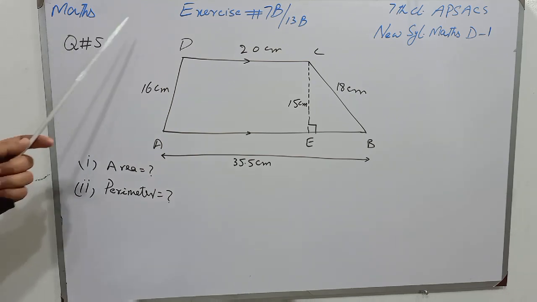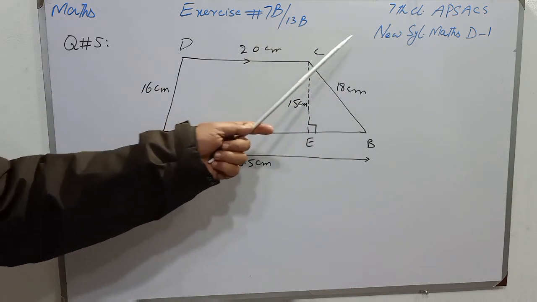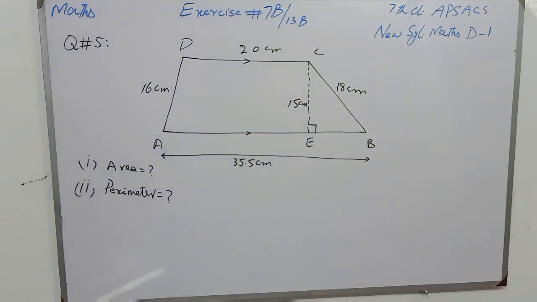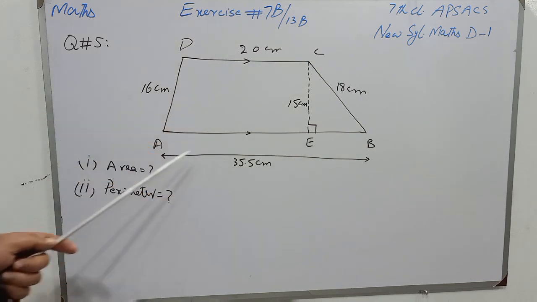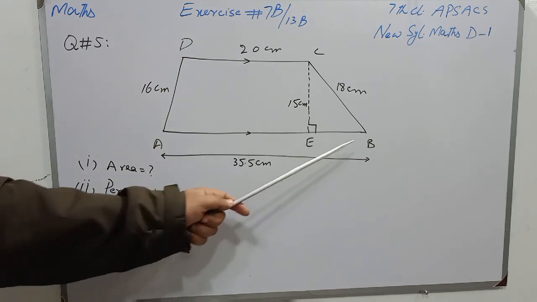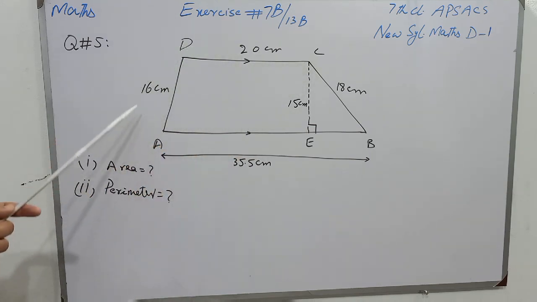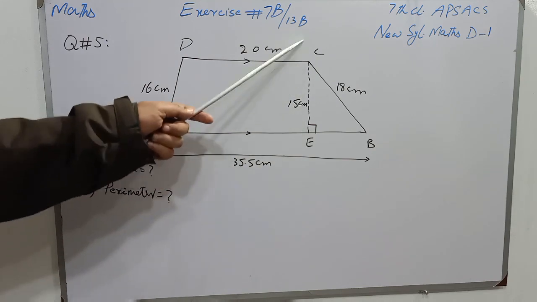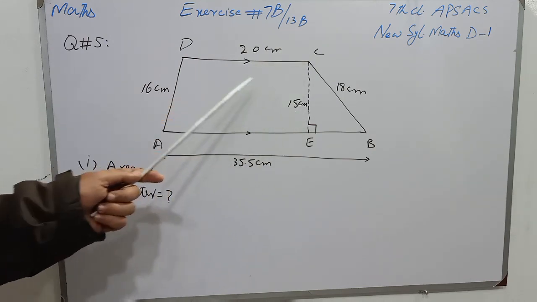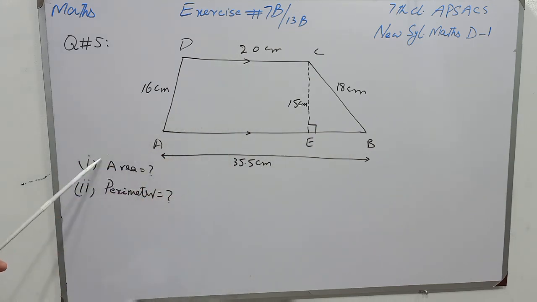Dear students, mathematics exercise 7b for 7th class students and exercise 13b for new syllabus mathematics D1. Question number 5: there is a trapezium ABCD in which AB is 35.5 cm, BC is 18 cm, DC is 20 cm, DA is 16 cm, and CE, that is perpendicular, is 15 cm, and DC and AB are the parallel lines. We have to find the area of the trapezium as well as the perimeter of the trapezium.